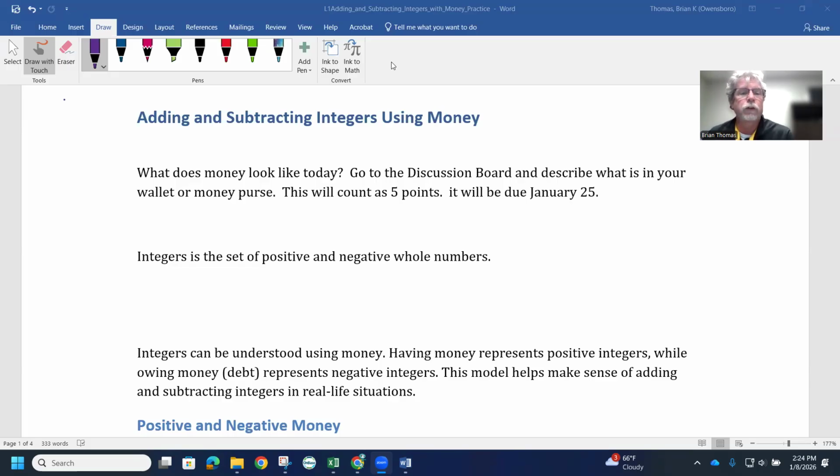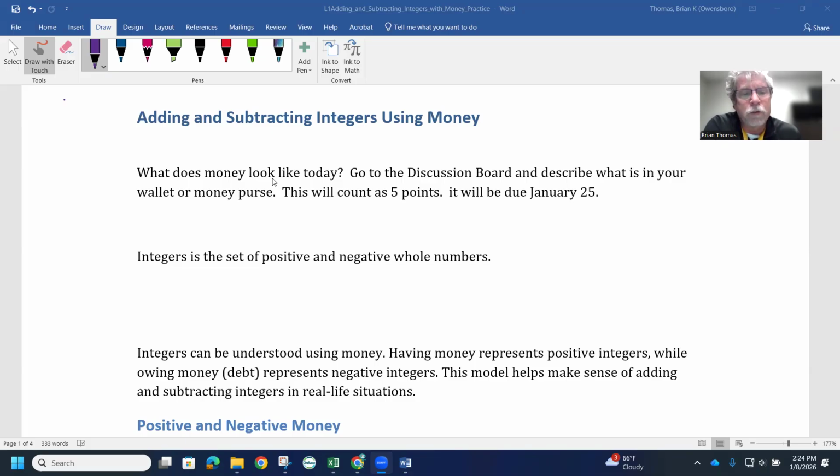So the first thing though is, for us, what does money look like today? So one of the first things I would like you to do is go to the discussion board in Blackboard and describe what is in your wallet, if you will, or your money purse. This assignment will count for 5 points, and it will be due on January 25th. So I'm just kind of curious, what does your money look like these days? What's in your wallet?